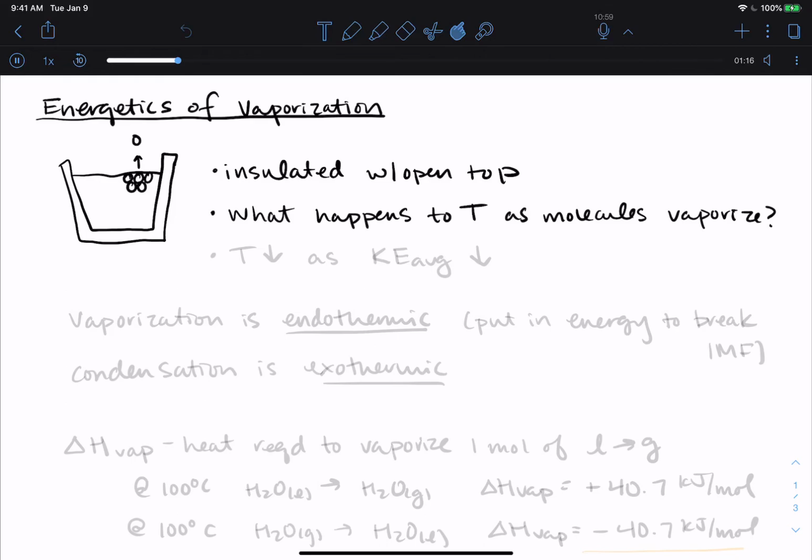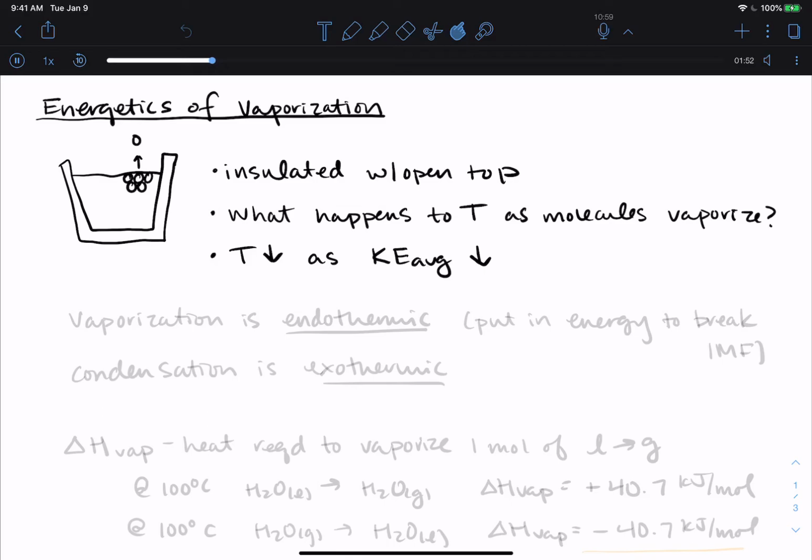But if we have this sample that has some average kinetic energy, and you take away a molecule that had a high kinetic energy because it had enough to escape the surface, now your sample has a lower kinetic energy. So the temperature has to be lower based on kinetic molecular theory. All right, so I should write that. Based on kinetic molecular theory, the temperature would decrease as the kinetic energy average decreases.